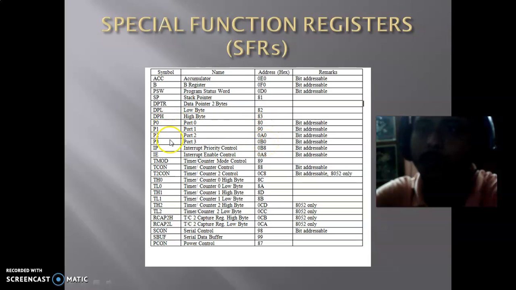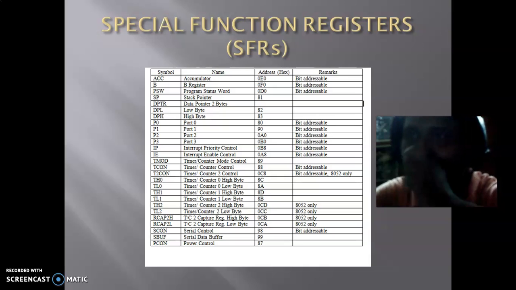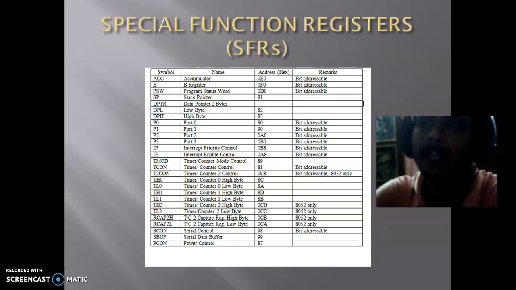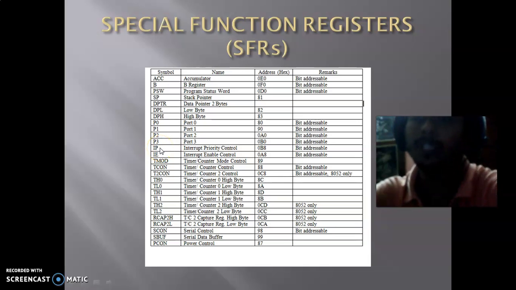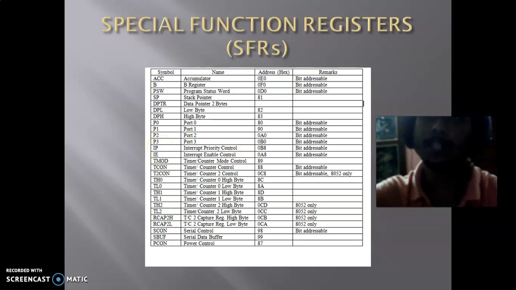And all these ports are bit addressable. Every bit, every pin of this port can be addressed. So we can set or reset a particular bit of this port or a particular pin of this port. So next is the IP, that is the interrupt priority control register. That is also a bit addressable register, at 0B8. So this IP is basically useful for the priority selection of the interrupts of the 8051 microcontroller.